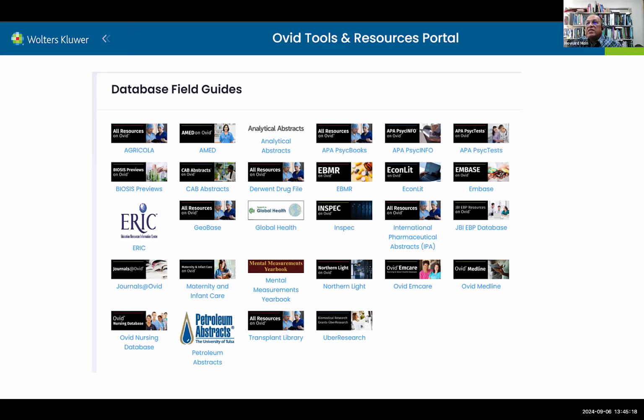So this guide is available from Ovid, and actually the link is not showing up. I have to change the colors. This is one of the tools I'm going to share with you. You get to look at the different databases and what fields are available on each one. So if you have to modify a search strategy, you know what fields to target.